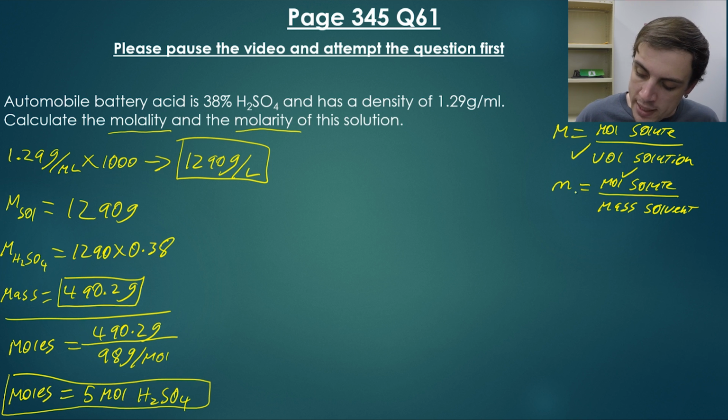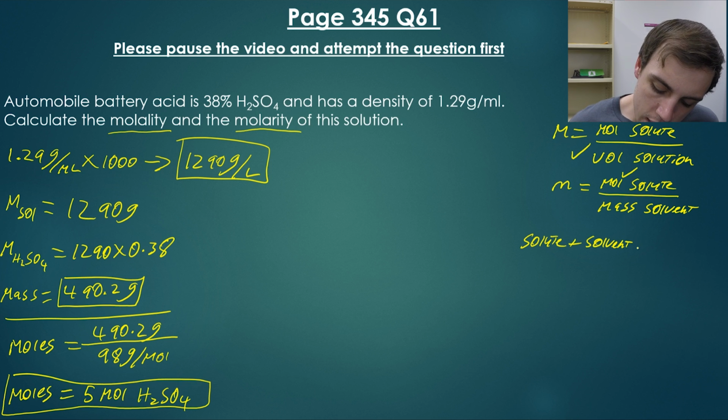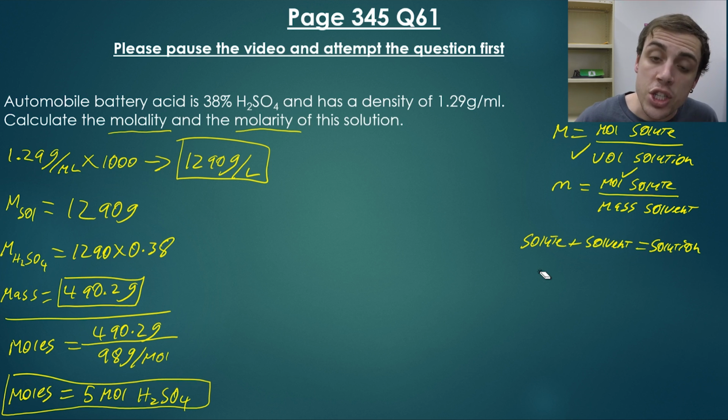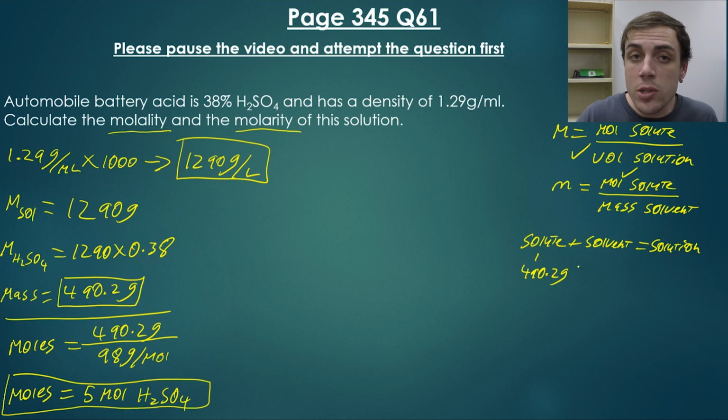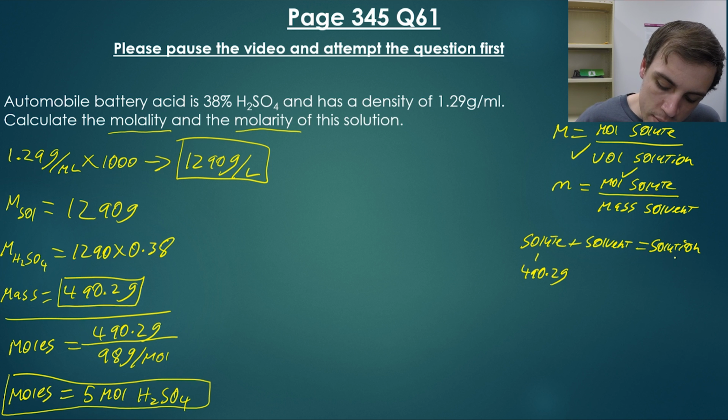The only thing that we need now is the mass of our solvent. So how do we find out the mass of our solvent? Well, we know 2 things. 1, solute plus solvent equals solution. In addition, we know the mass of the solute, which is 490.2 grams, and we know the mass of the solution because of the density. So we know that the mass of the solution is 1,290 grams.